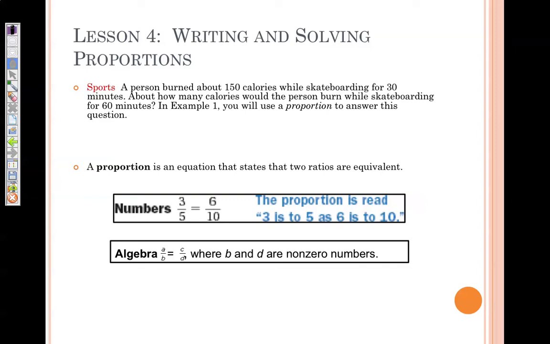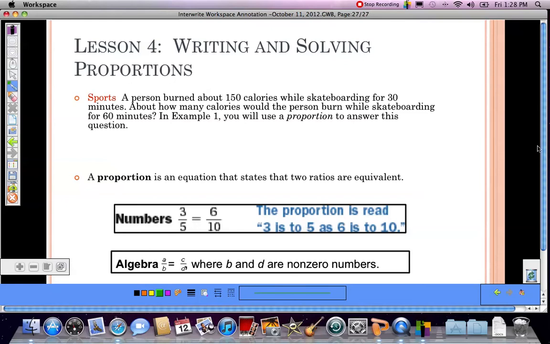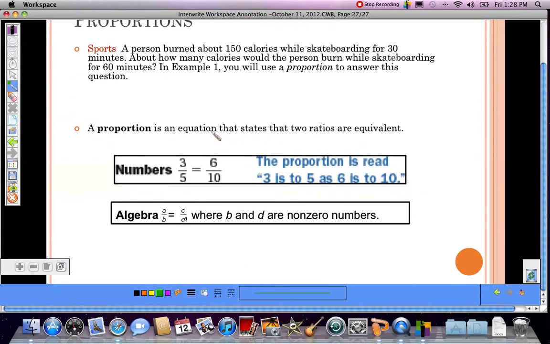Please find your guided notes and fill in all blanks and examples accordingly. Let's first start with the definition of a proportion. Now, in the previous 3 lessons, you guys have learned about ratios and unit rates, and today we're going to take those ratios and set them equal to one another. When you do this, it is called a proportion. So your definition for a proportion is an equation that states that 2 ratios are equivalent. As a part of your vocabulary word, please write in the example that is seen here.